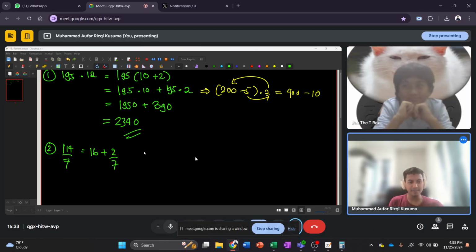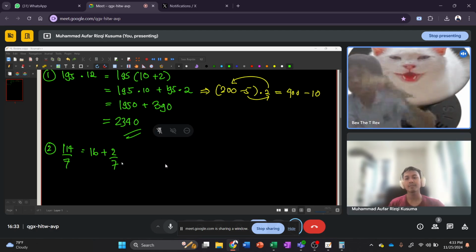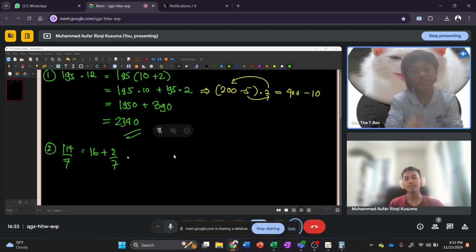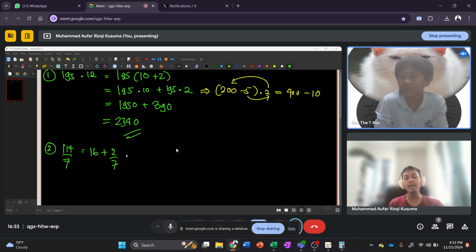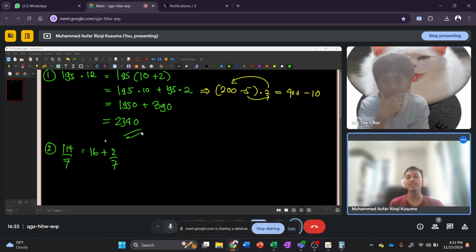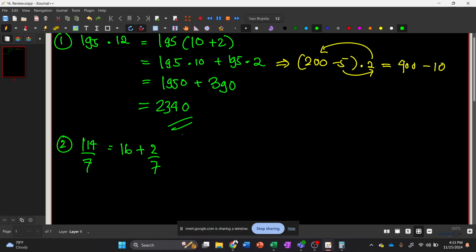It's 114 divided by 7. So is there a time where 7 times something equals 100, or something close to it? Something close to it, yes. Really close to it. Well, of course, you can do the other tricks, right?